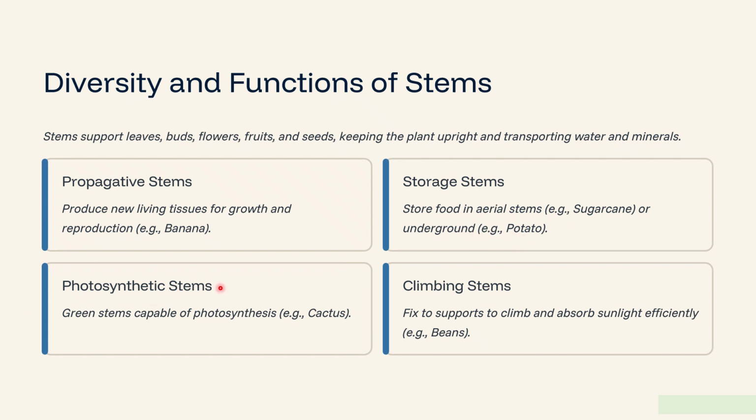Photosynthetic stems, green stems capable of photosynthesis. Example, cactus. Climbing stems, fixed to supports to climb and absorb sunlight efficiently. Example, beans.